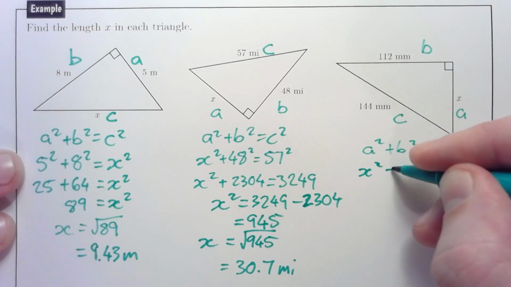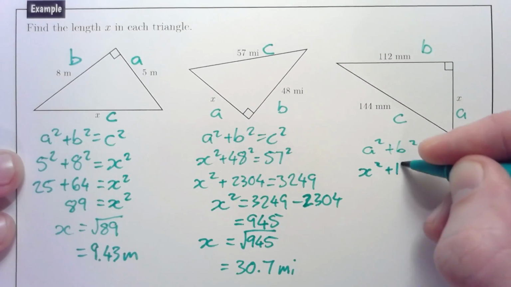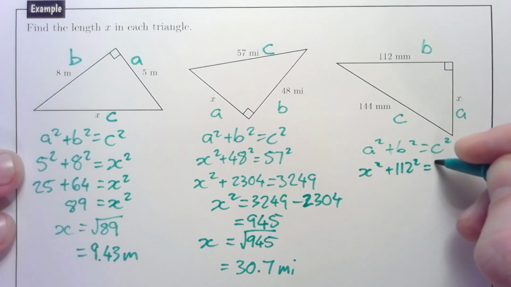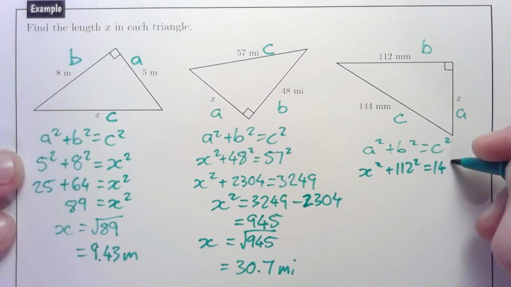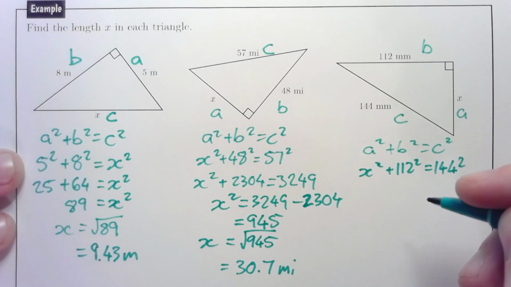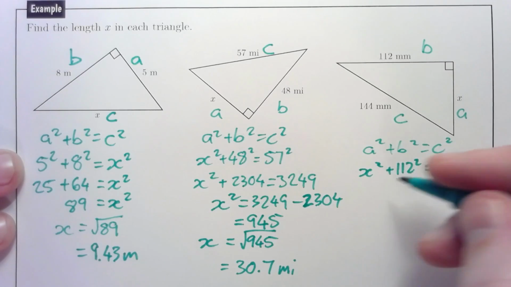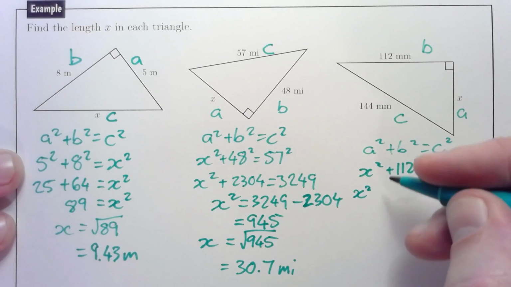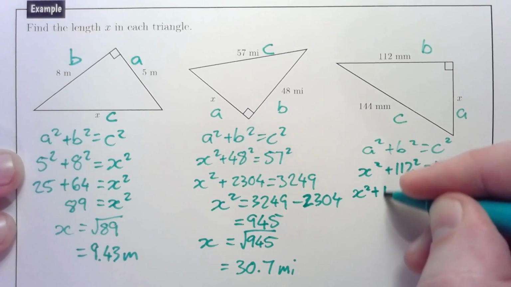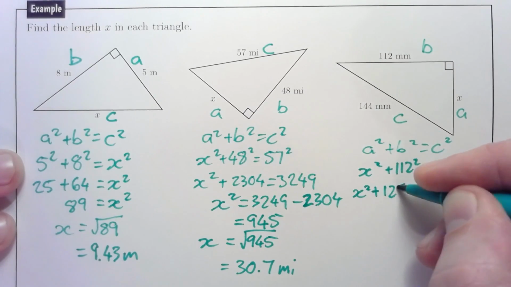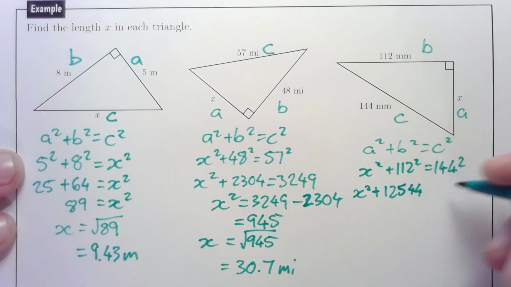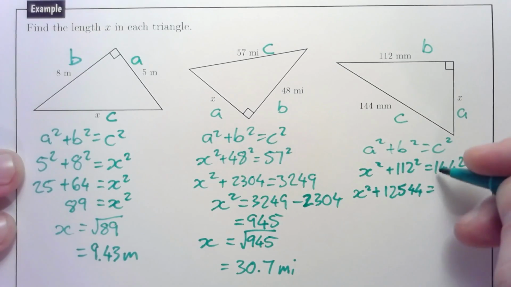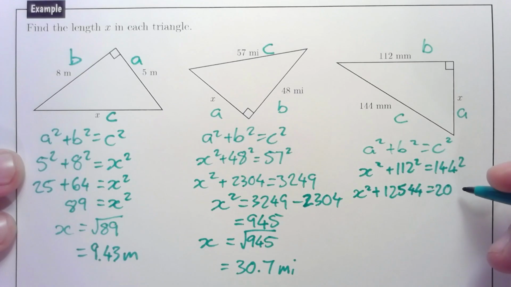This means that x squared plus 112 squared equals 144 squared. This works out to be that we have x squared plus 12,544 is equal to 20,736.